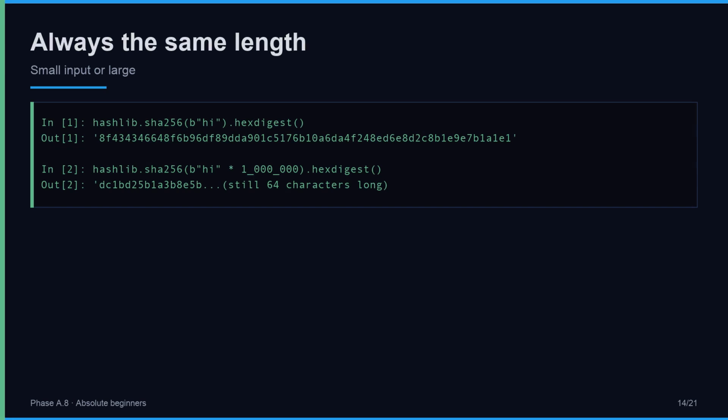Watch the fixed size property. Hash a tiny input, just the two letters HI. You get 64 hex characters. Now hash a huge input, the same letters repeated 1,000,000 times. You still get 64 hex characters. The output length never changes, no matter the input size. That is why hashes are easy to store and index. The biggest file on disk still produces a small, fixed fingerprint. 2 bytes or 2 gigabytes.